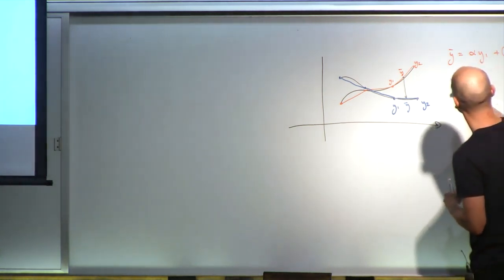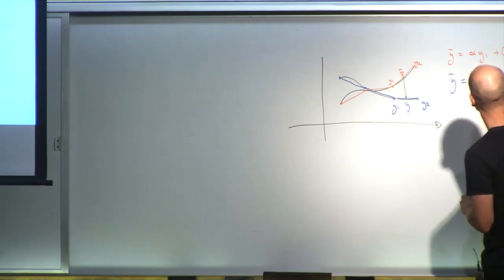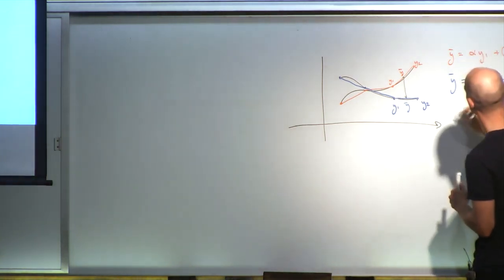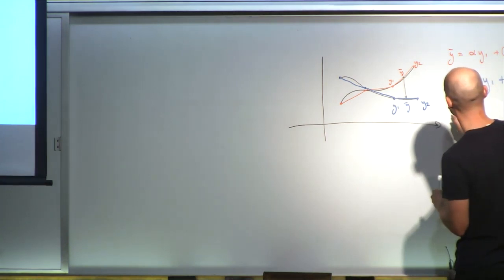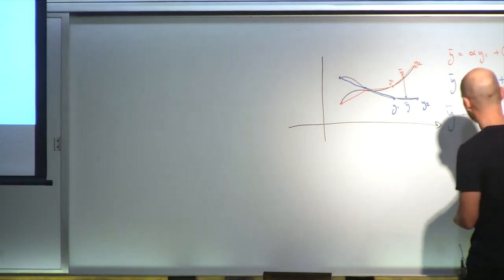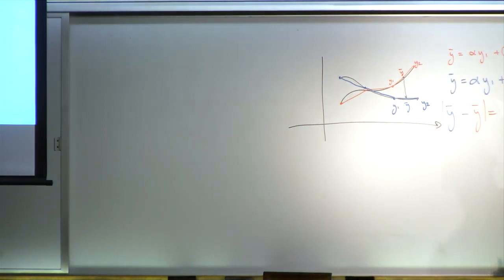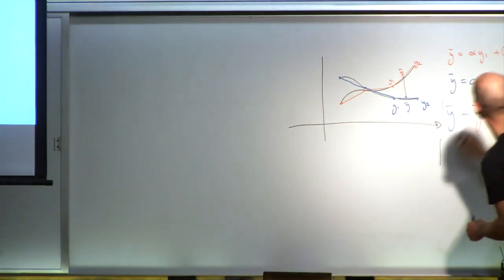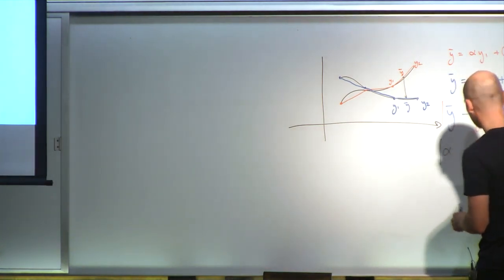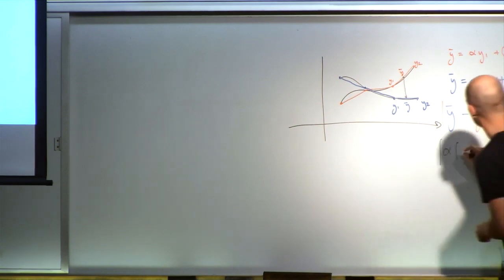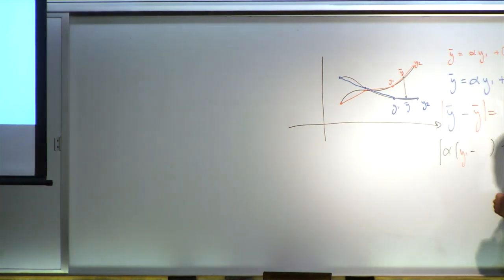The blue one, y bar, is the same: alpha times the blue y1, plus 1 minus alpha times the blue y2. If I look at the difference between those, I subtract y bar blue minus y bar red, and I'm going to look at the absolute value of that thing. Well, let's look at what happens. I'm going to have the absolute value of alpha times the difference between the two y1s plus 1 minus alpha times the difference between the two y2s. Oh, I put it the wrong way.